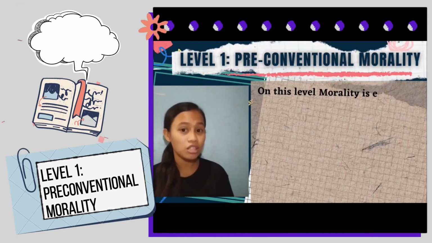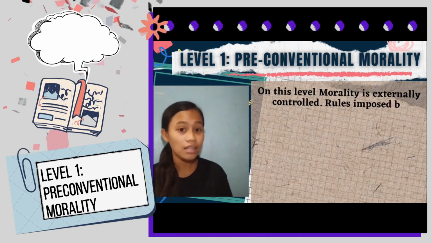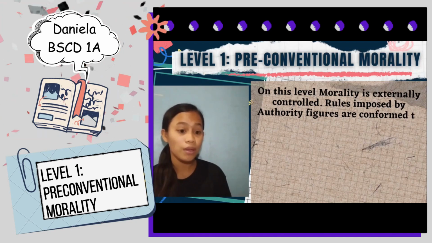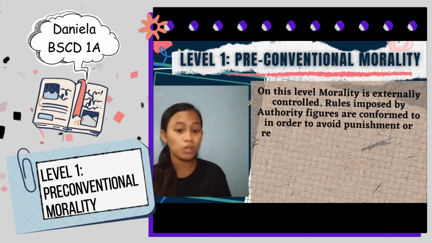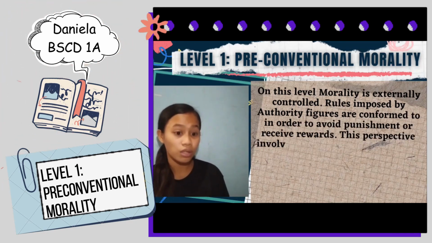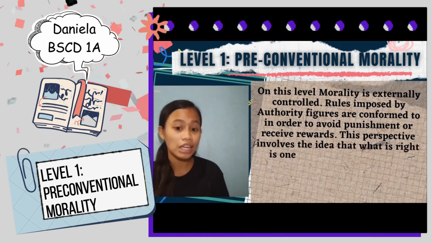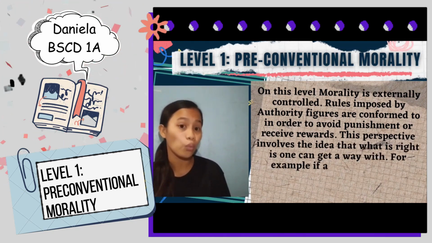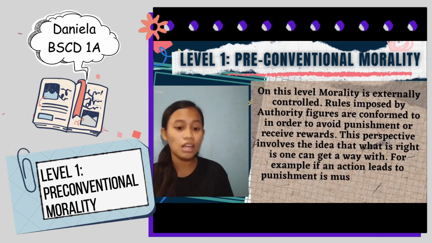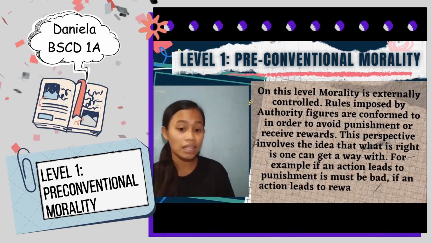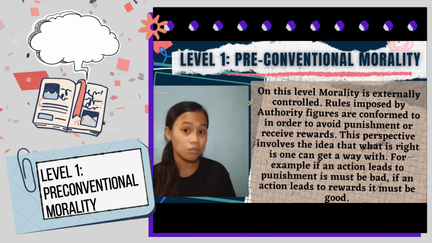Level 1, pre-conventional morality. In this level, morality is externally controlled. Rules imposed by authority figures are conformed to in order to avoid punishment or receive rewards. This perspective involves the idea that what is right is what we can get away with. For example, if an action leads to punishment, it must be bad. And if an action leads to reward, it must be good.